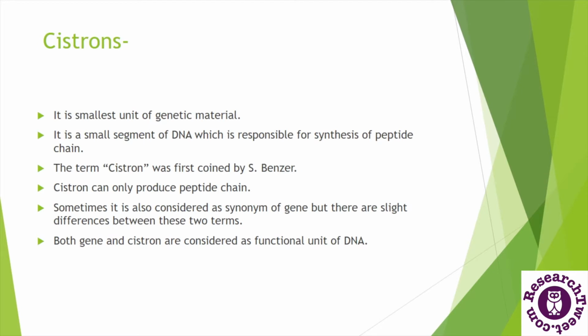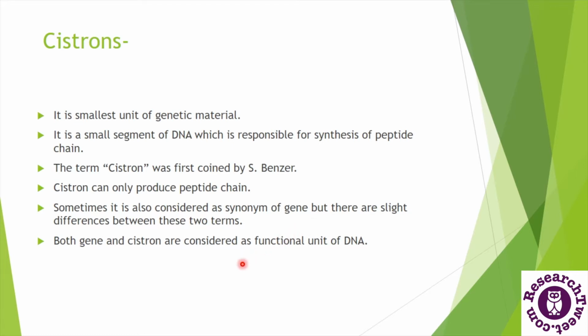So let's start with the definition and features of cistron. A cistron can be defined as a sequence of DNA which can code for polypeptides or proteins. Basically, it is considered a type or synonym of gene, but there are slight differences between the two terms. The difference is that a cistron can only synthesize peptide molecules, whereas a gene can synthesize various types of RNA molecules also. The term cistron was first coined by Seymour Benzer.